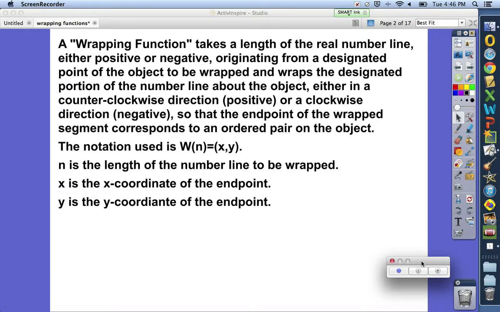The notation we're going to use is W of n, which means a wrap of length n, and that's going to equal some ordered pair x, y. So again, n is the length of the number line to be wrapped, x is the x-coordinate of the endpoint on the object, and y is the y-coordinate of the endpoint.